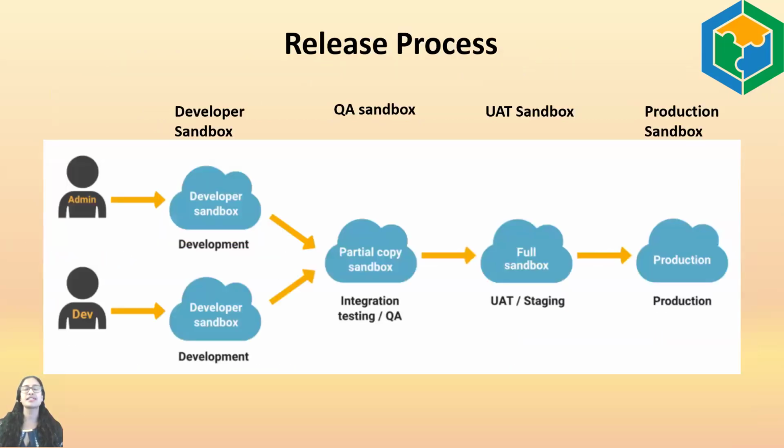Here's how sandboxes fit into your release cycle. Developer Sandbox, where configuration and coding happens. QA Sandbox, for integration and testing across teams. UAT Sandbox, where business users test new features with real sample data. And Production, the live environment that receives only verified changes.